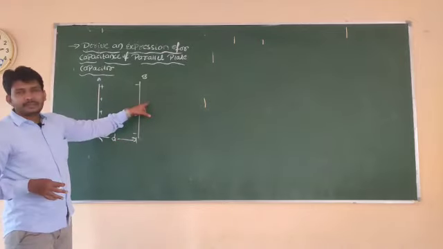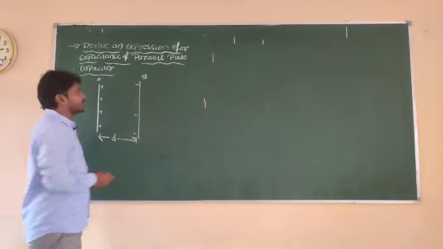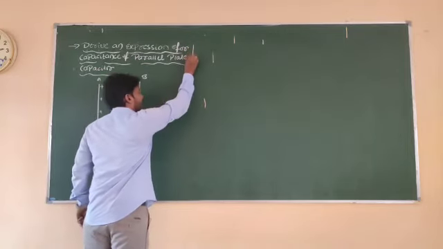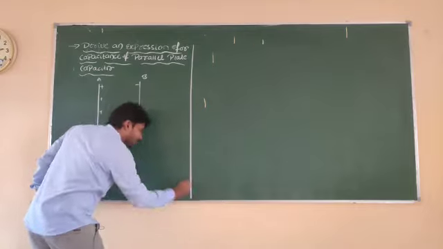The area of plate A and plate B will be the same. That area I will take as A. So the area of plate A and plate B will be A.